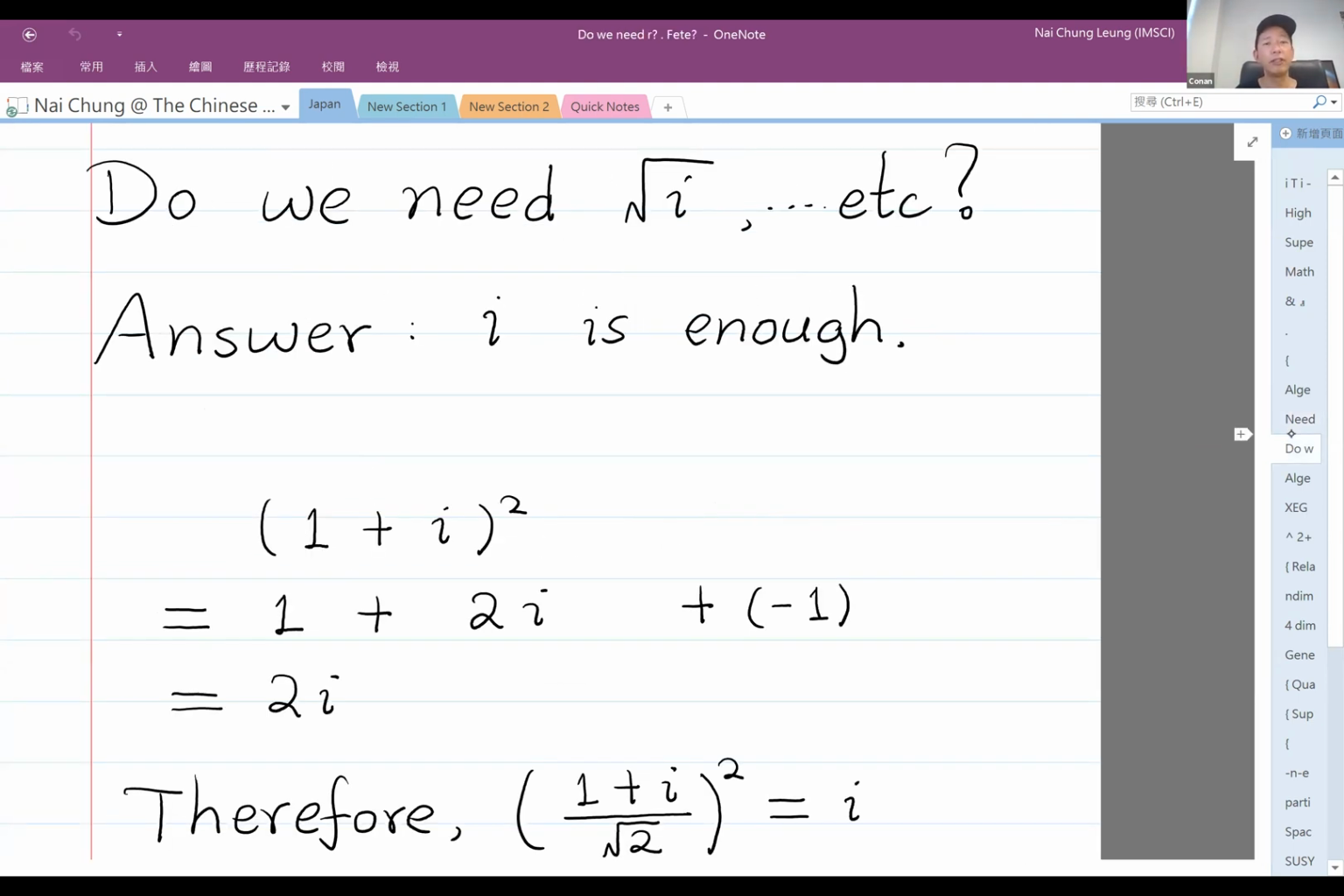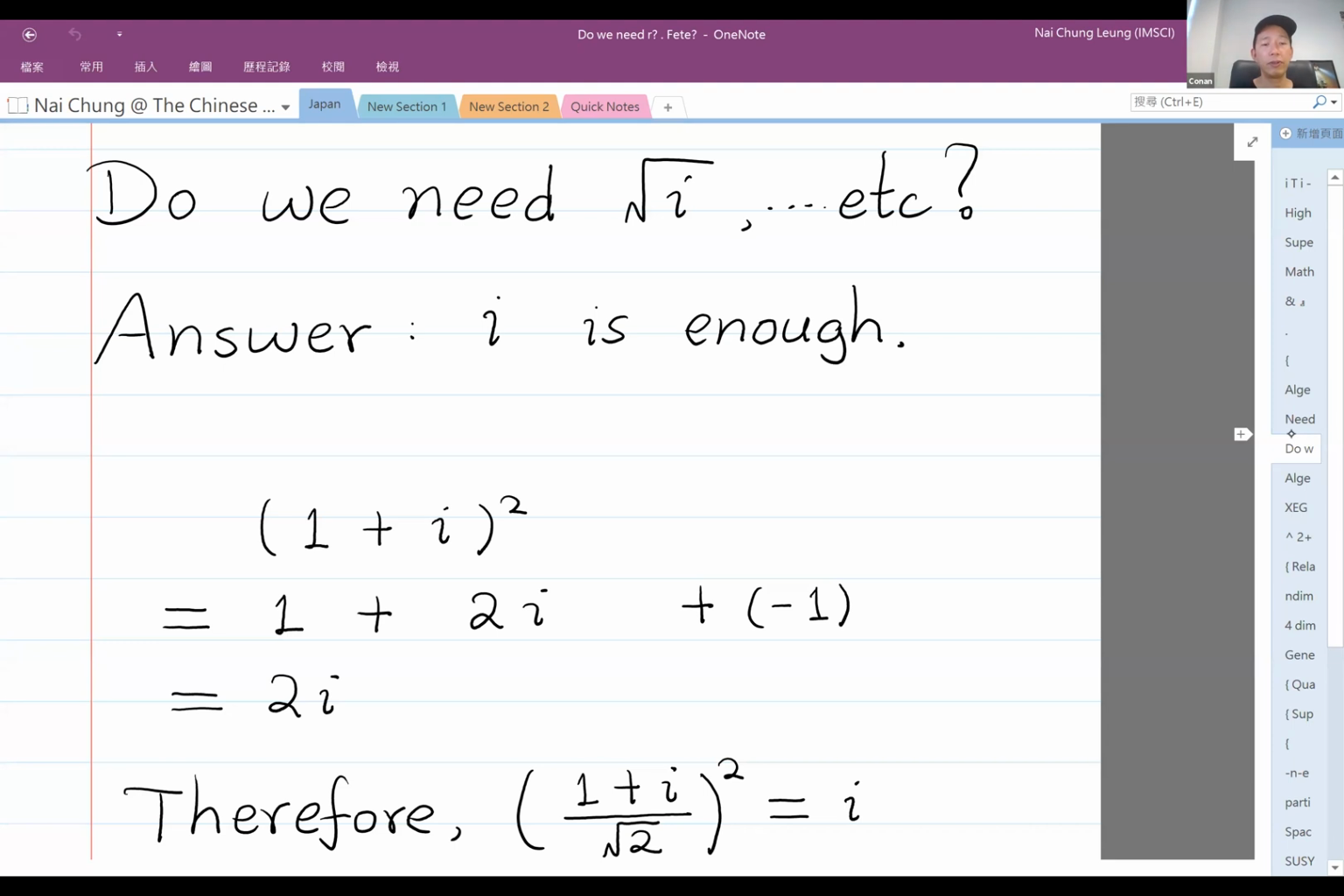So this is the same thing I just mentioned a moment ago: when we try to solve quadratic equations, we have to create i to show that i squared is -1, and this is enough. Once you have that, you can solve any polynomial equations. You don't have to create any more.